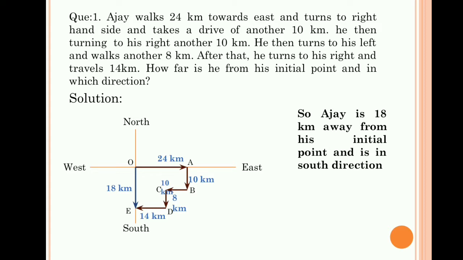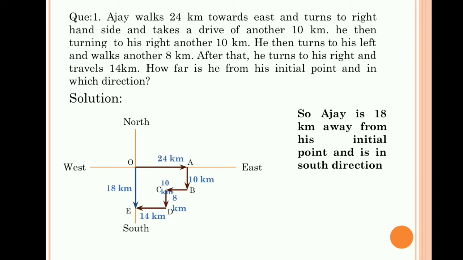Now it is given that he then turns to his right another 10 kilometers. Now suppose you are standing at B, then your right again will be towards the west side. So Ajay turns towards west and walks for 10 kilometers. So BC is 10 kilometers. Now it's given that he then turns to his left. From point C he turns left and walks another 8 kilometers. So from point C, if he turns left, then he will face towards south and walk for 8 kilometers. So CD is 8 kilometers.